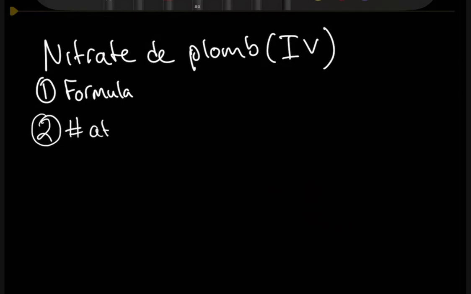And atoms is each individual. So in this case, how many Pb do we have? How many N's do we have? And how many O's do we have? Okay, so first let's do the formula part. And once you get that right, we can check the next part, okay? So give that a try.